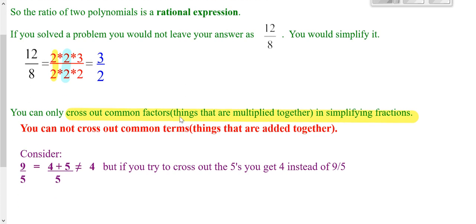So to clarify, you can cross things out when they're multiplied by the top and multiplied by the bottom. However, you cannot cross out things that are added to the top and the bottom. So consider 9 over 5. You know 9 is 4 plus 5. The bottom is 5. If you cross out the 5's, that would just leave you with 4 over 1, and we know 4 is not the same thing as 9/5.